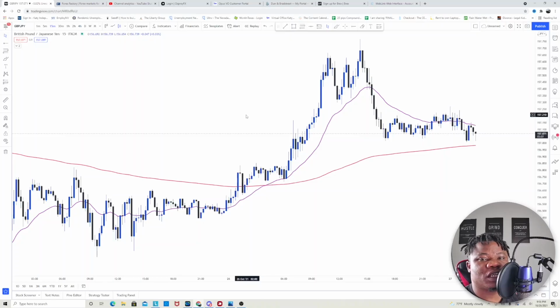We're going to be looking at this strategy using the 15-minute time frame. That's my recommendation for this strategy.